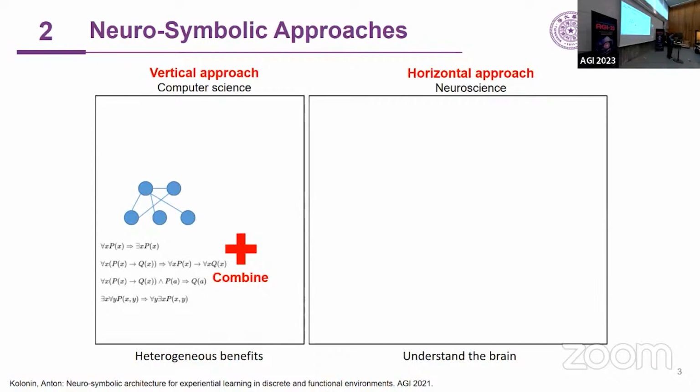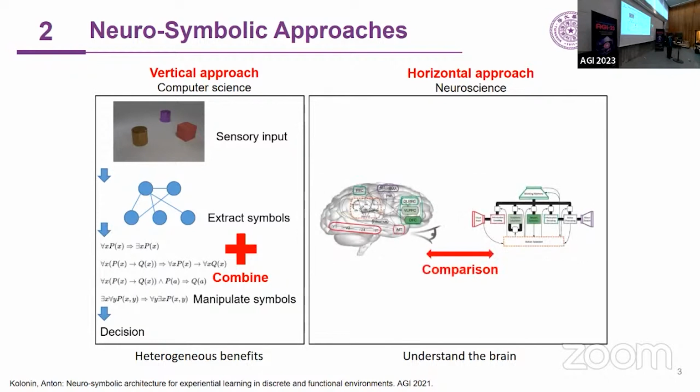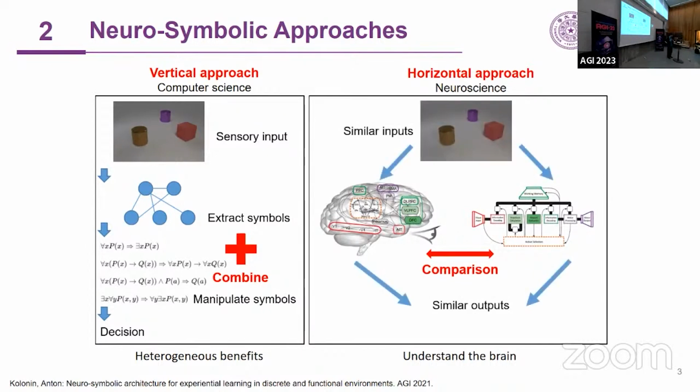We adopt the terms from Anton Kolonin in his paper in AGI-21: vertical approach and horizontal approach. The vertical approach is about computer science. It uses the methodology of divide and conquer, and it vertically or sequentially combines the network with a symbolic system to get heterogeneous benefits. And the horizontal approach uses comparison. It compares biological data with some kind of model, and with similar input and output, we can get some understanding of our brain.